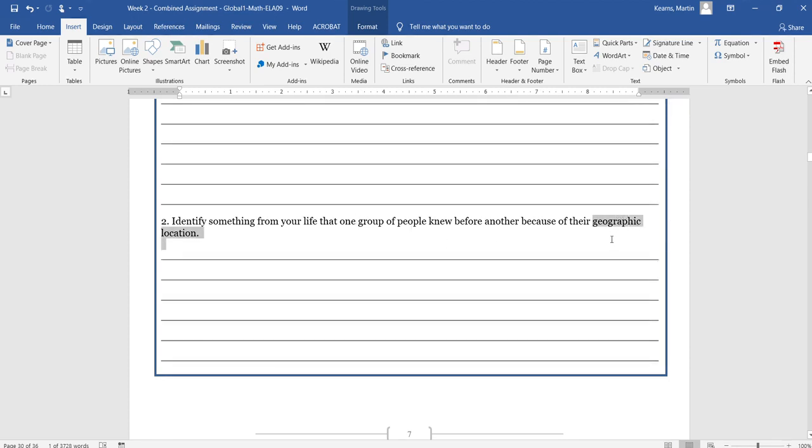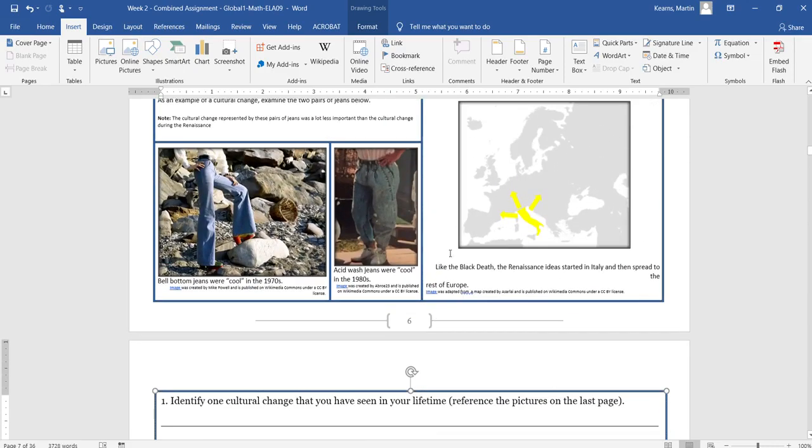So you're going to identify something from your life that one group of people knew before another because of their geographic location. If you get an idea what Mr. I is going for here, you can see how the Renaissance and the ideas of the Renaissance spread. It started from Italy and spread up through Europe. That's the geographic location of the start of the Renaissance right here in Italy.